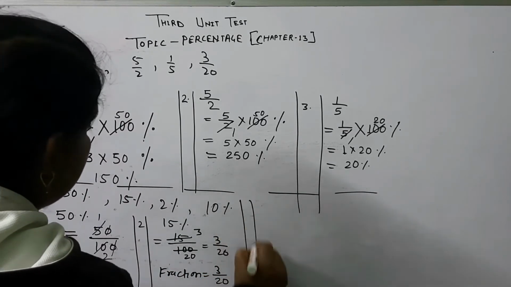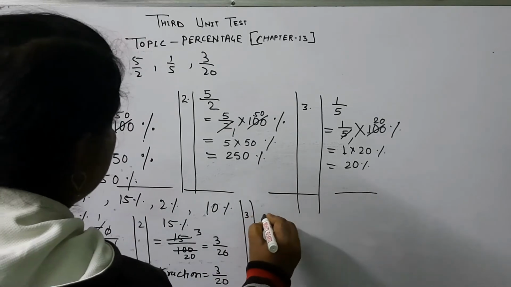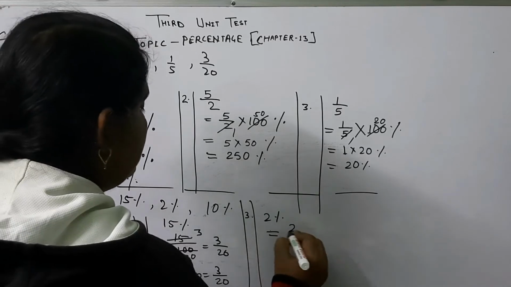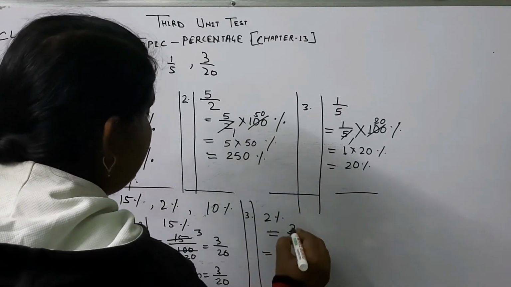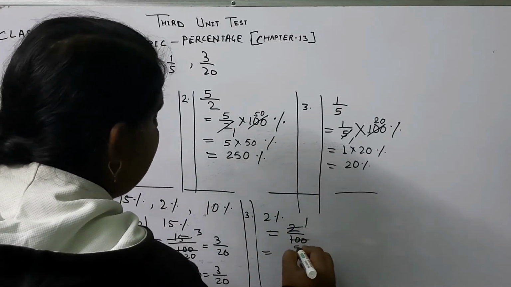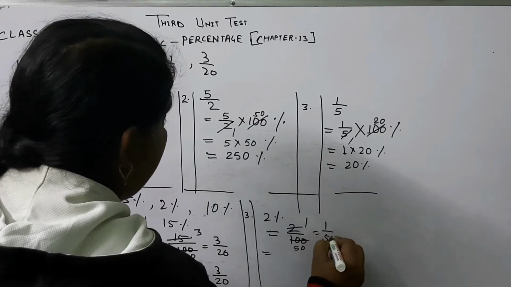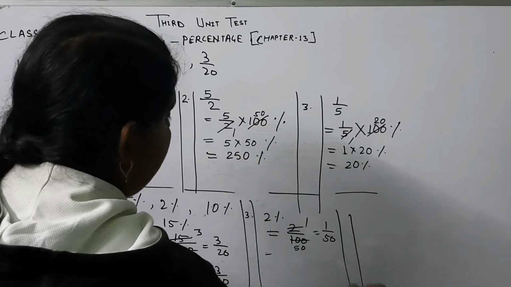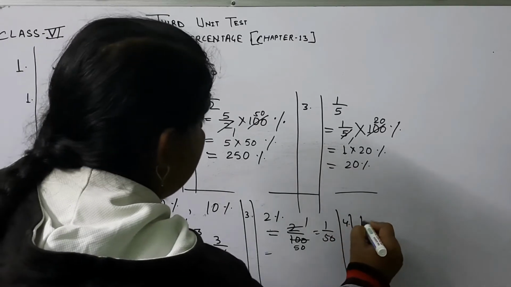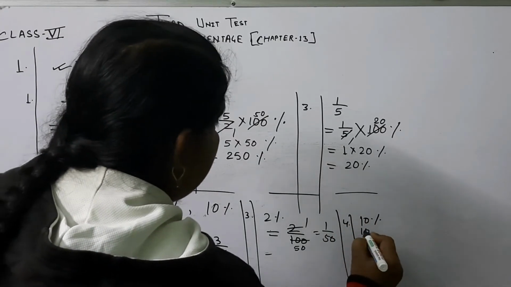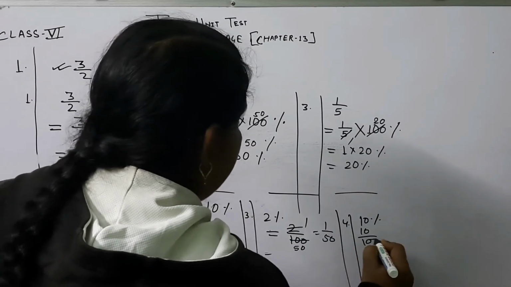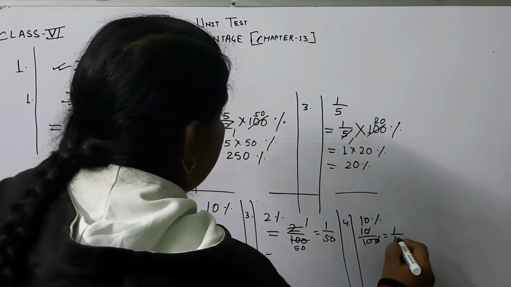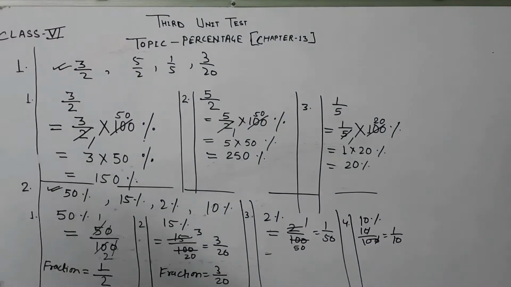Now next question is here, 2%. So what we have to do? Percent, that is per 100, 2 by 100. Then reduce this number. 2 ones are 2, 2 5s are 10. That is the fraction is here 1 by 50. Same way, fourth one is 10%. 10%, that means 10 divided by 100. Reduce this one. 1010 cancel. What is left on the top? 1, and in the down 10. 1 by 10. Okay.